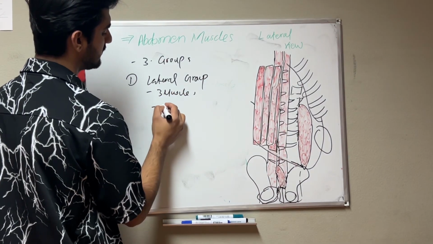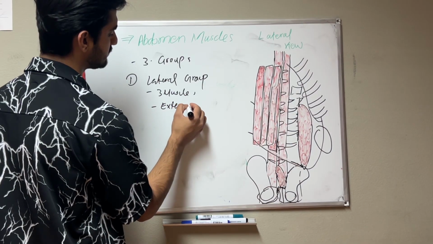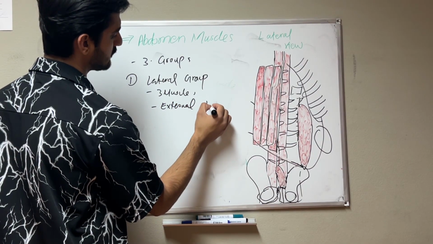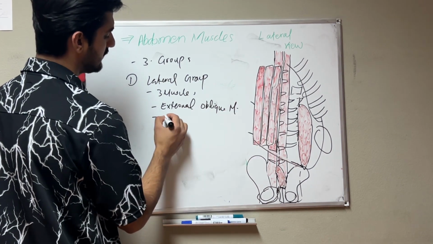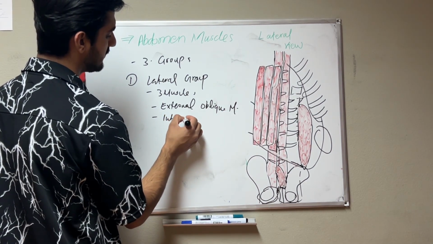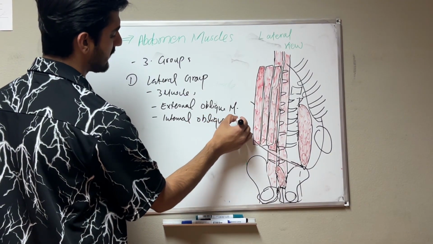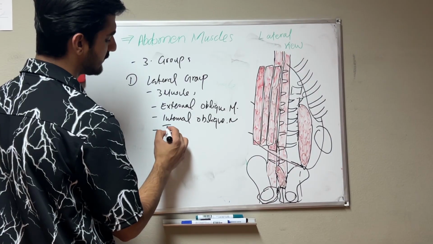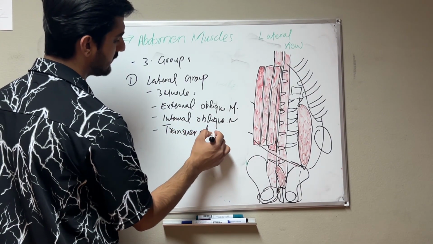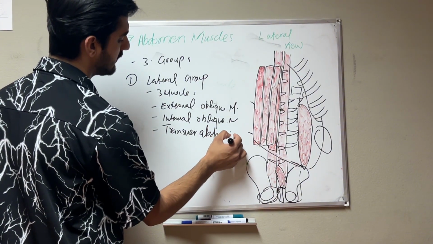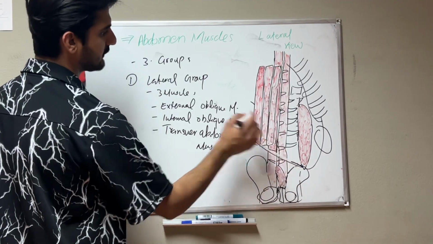The first is the external oblique muscle. Then the second one is the internal oblique muscle, and the third one is the transverse abdomen muscle.